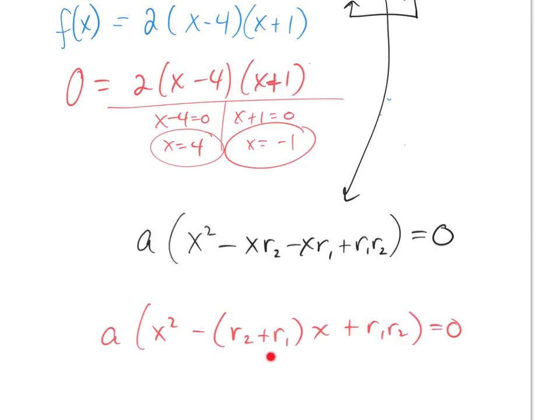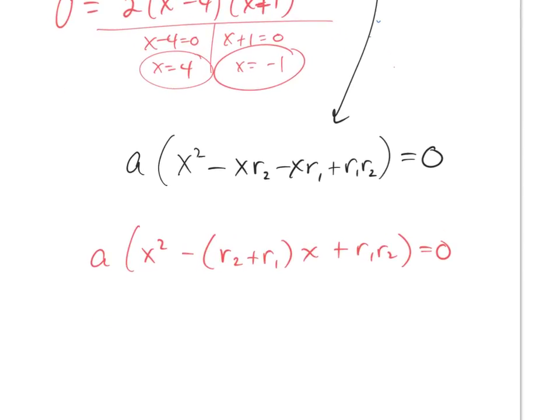What does this look like now? What might you call this? What's a word for something that goes in front there? Yeah, this is like your coefficient now. Okay, this is like your coefficient. So what you're going to recognize is that this, technically speaking, is the sum of both roots. And this is the product of both roots.